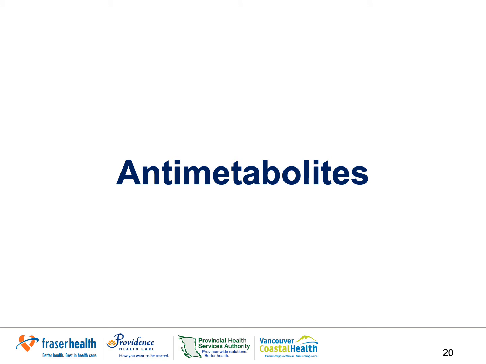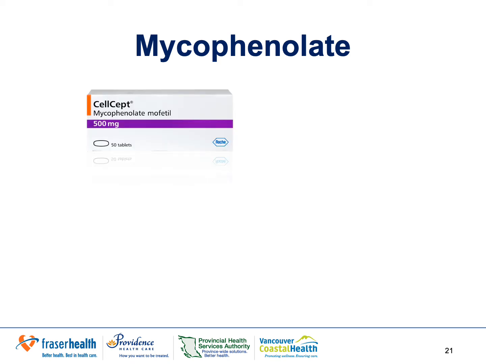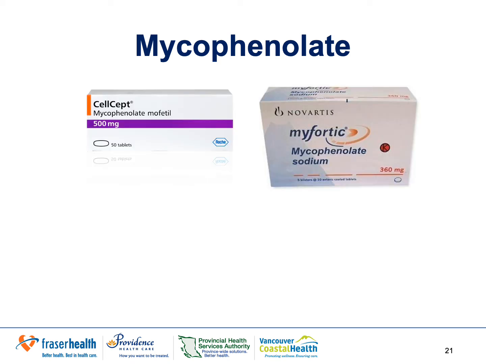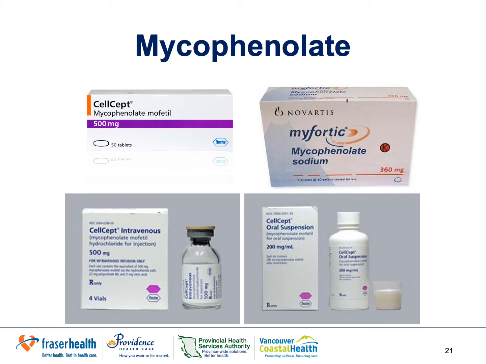Now let's go to antimetabolites. The first one in this group is mycophenolate. It comes in different formulations, mycophenolate mofetil or CellCept, and mycophenolate sodium or Myfortic. These two are not interchangeable because the dosing is different, but they both turn into mycophenolic acid, which is the active ingredient in the body. There's also the IV formulation and an oral suspension.